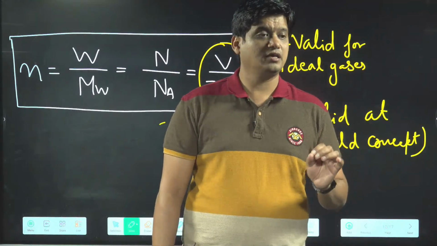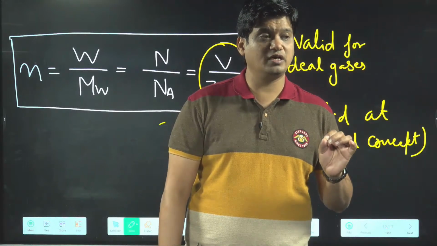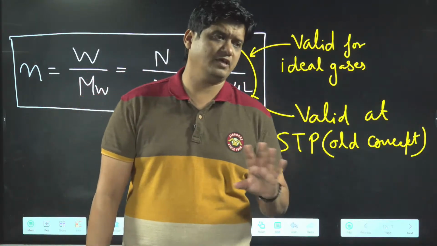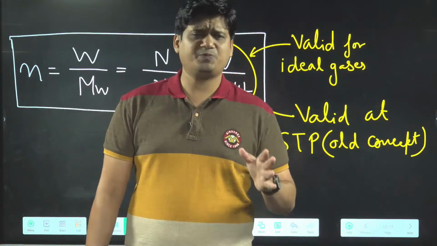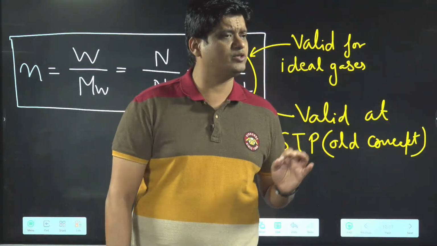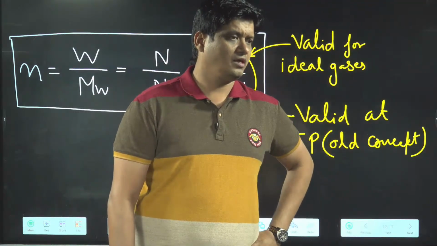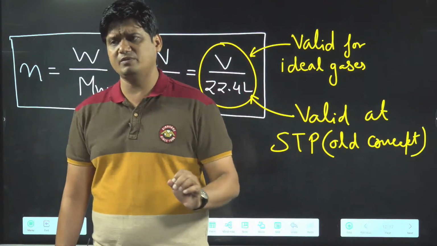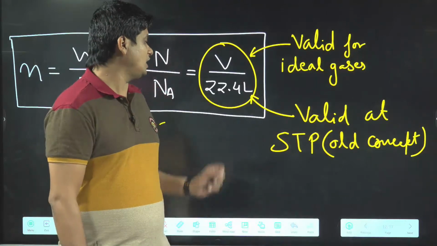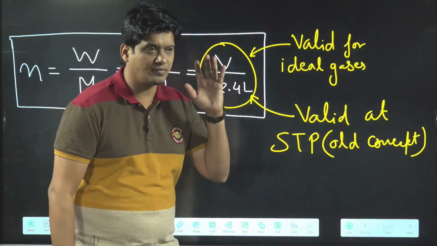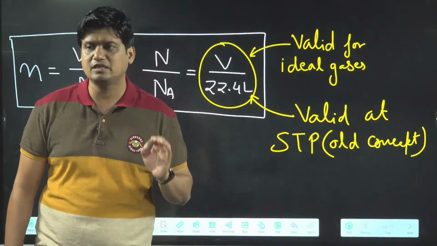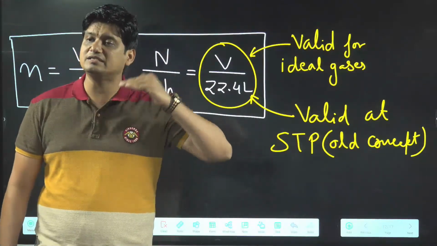Navya, you are absolutely right, very good. You have learned the things very well. I have explained that according to the recent concept of STP, molar volume is 22.71 liter. But in this formula, we are using 22.4. And if we are using the data 22.4 liter, it means we are going through the old concept of STP.